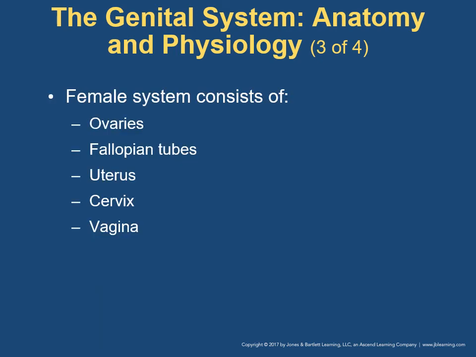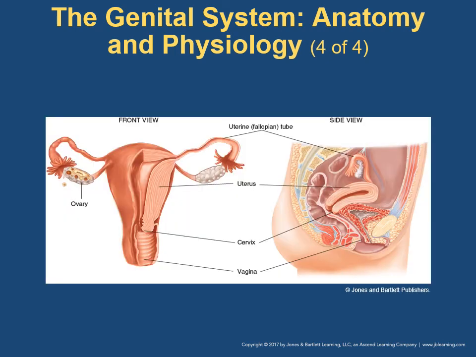The female reproductive system consists of the ovaries, fallopian tubes, uterus, cervix, and vagina. It is contained entirely within the pelvic cavity except for the clitoris and the labia. It produces egg cells or ovum and sex hormones.